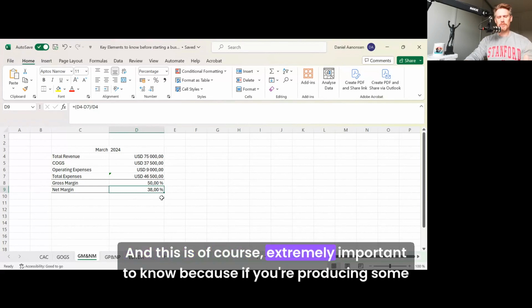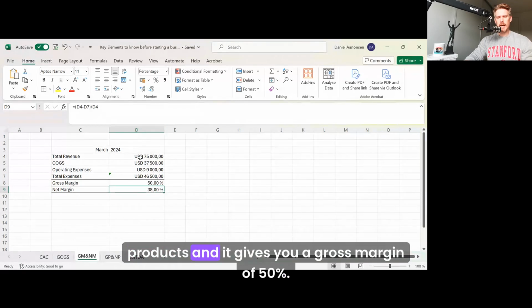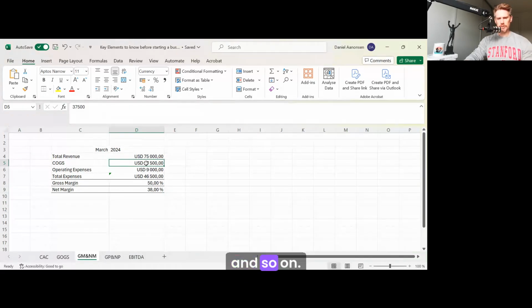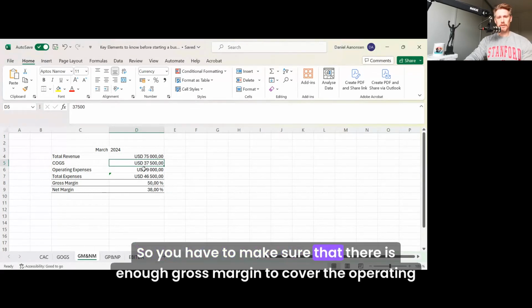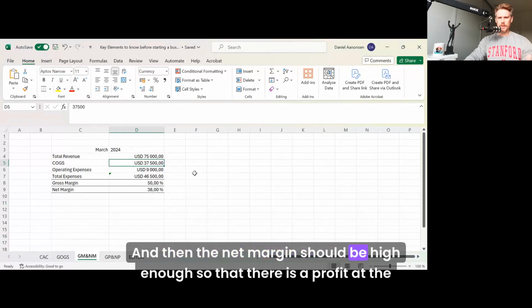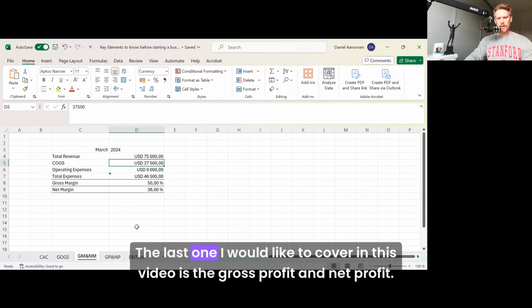And this is of course extremely important to know, because if you're producing some products and it gives you a gross margin of 50%, okay, that's what you have to cover all the other overhead expenses, rent, utilities, and so on. So you have to make sure that there is enough gross margin to cover the operating expenses, and then the net margin should be high enough so that there's a profit at the end.